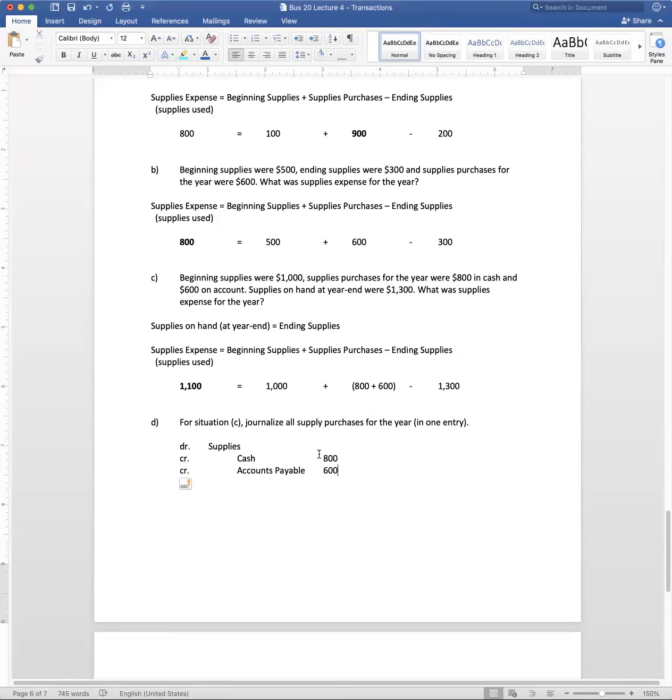Okay, so both of these things are supplies purchases. They're both increasing supplies. So that means supplies is increased by a total of $1,400. That's why we used both of these amounts, the $1,400 here, as supplies purchases, because regardless of how you paid for it, the supplies increased when we purchased.